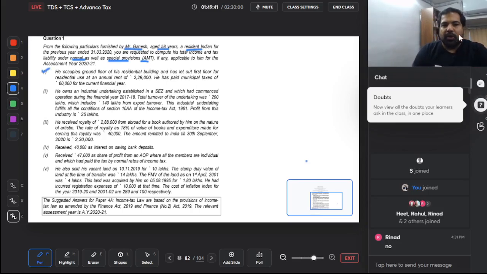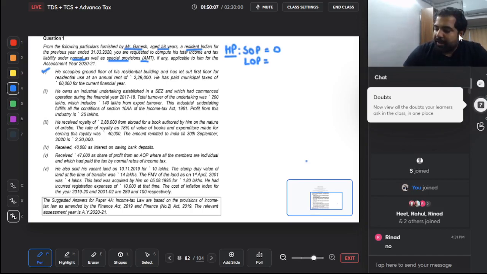The first one, he occupies the ground floor of his residential building and has let out the first floor. So this is the room of house property. First is SOP. Guys, SOP, everything is nil, nil, nil. There is no interest, so everything is 0. But for LOP, let out for 2,28,000, no unrealized rent, no municipality figure, standard, so only 2,28,000.